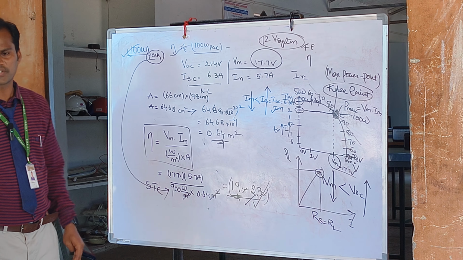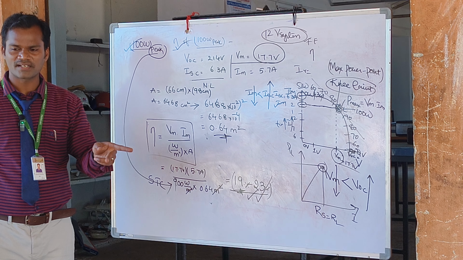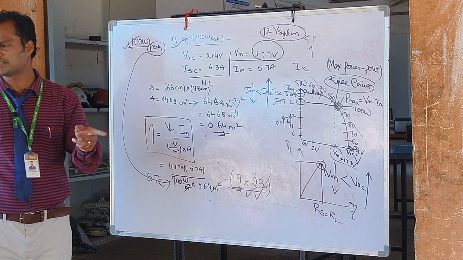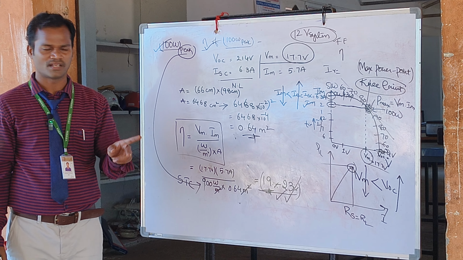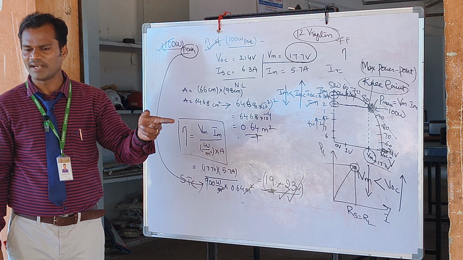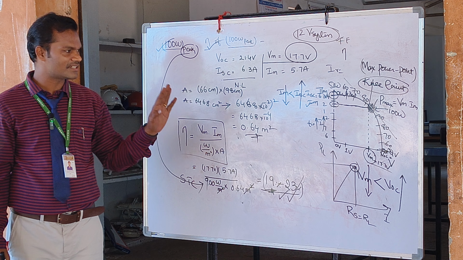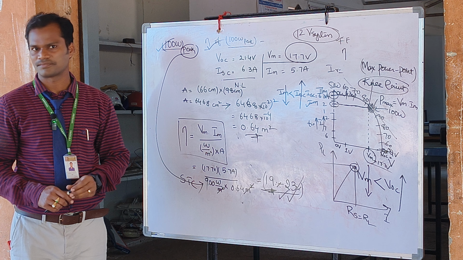In the next class we will continue with how to connect those solar panels in series connection and parallel connection, and how to connect the batteries in series connection and parallel connection, and we will see how to connect solar panels of the same rating and different ratings in series connection and parallel connection. We will do the calculation part and we will continue the session.